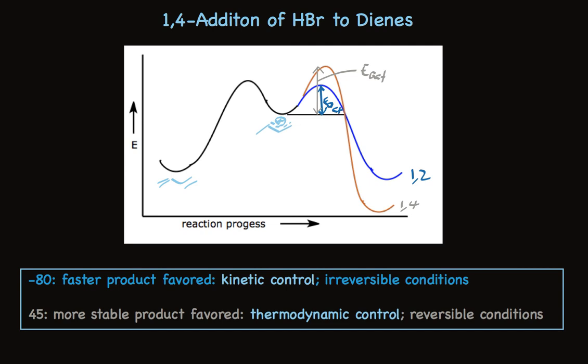So the conclusion, at minus 80 degrees, the faster product is favored. We have kinetic control, irreversible conditions. But at warmer temperatures, the more stable product is favored because we have thermodynamic control under reversible conditions. 1,4 addition of HBr to dienes is a classic case of kinetic control versus thermodynamic control in its relationship to temperature.